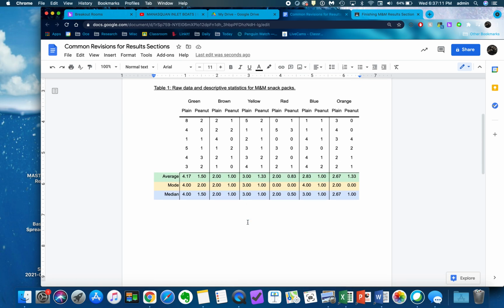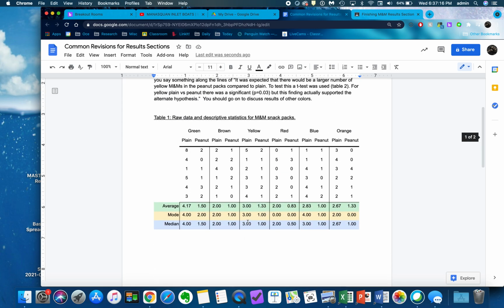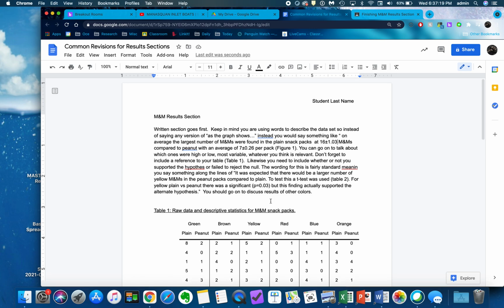Then I also made a table for my t-test. So I have table 1 and table 2. Most of you should probably have something along those lines too. Towards the end of this section, you will talk about your inferential statistics. The wording for this is fairly standard. So you might say something along the lines of, I think what I wrote here was, it was expected that there would be a larger number of yellow M&Ms in the peanut packs compared to the plain packs. That was the hypothesis that we said we were all going to test. And then I went on to say, to test this, a t-test was used, and referenced table 2 where you can see the results. For yellow plain versus peanut, there was a significant, I left out the word difference.